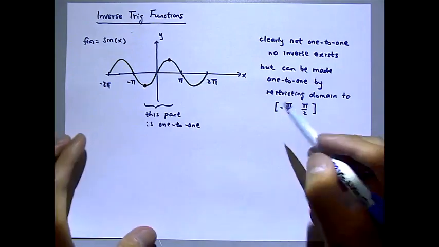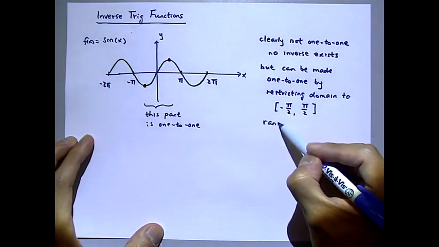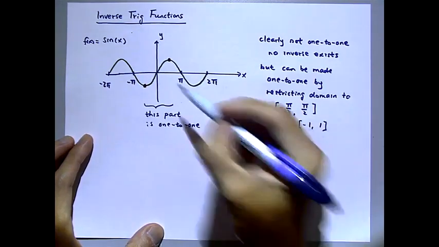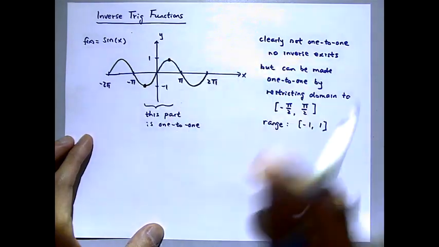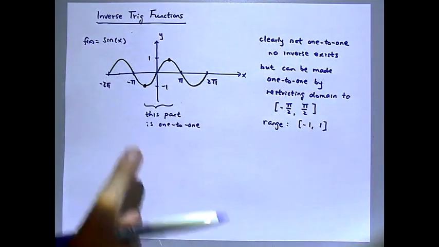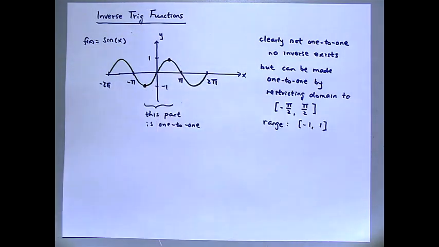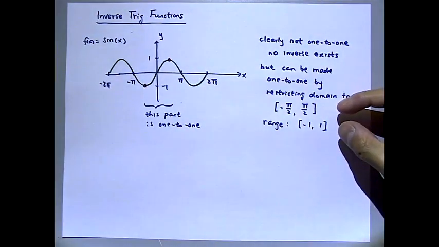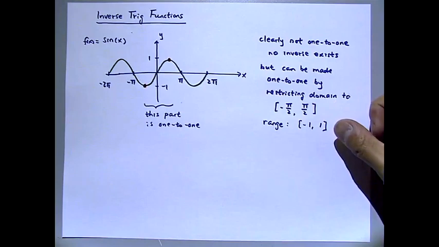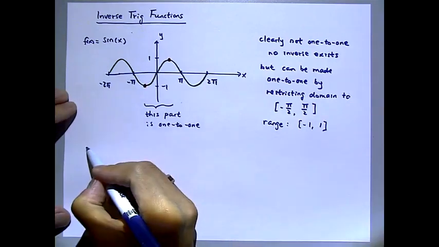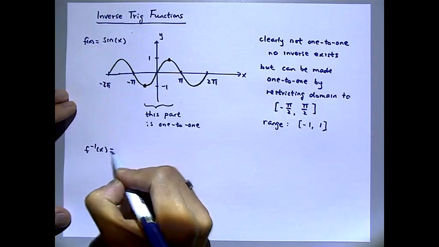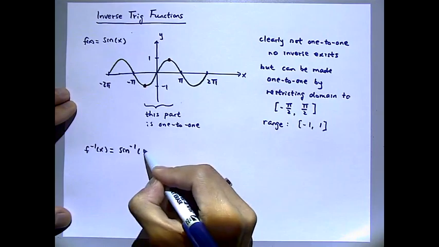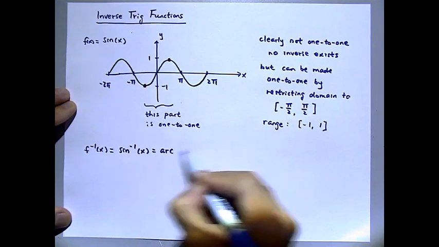by the way, what's the range of sine? Right, minus 1 to positive 1, right? Okay, if you focus just on this part right here, from the red dot to the other red dot, that portion is 1-to-1. So ignoring everything else, noting the domain we restricted to and the range, of course, we can find the inverse sine of that. So f inverse of the sine function can be written as sine with a minus 1 here or arc sine.